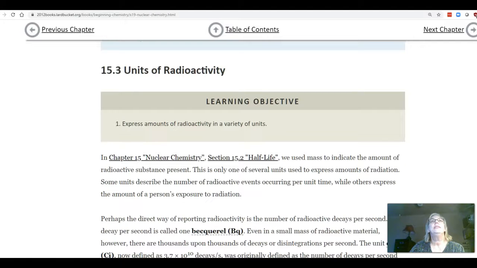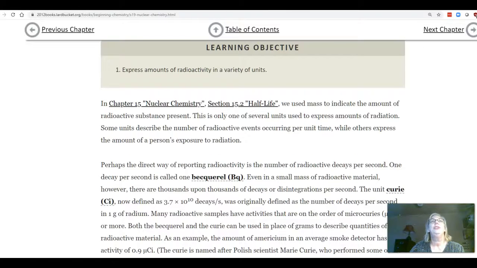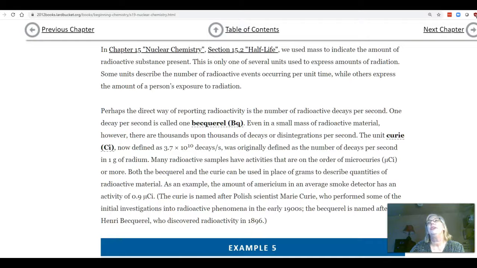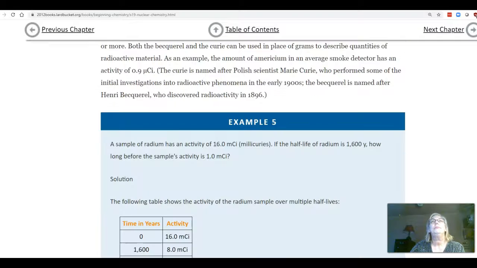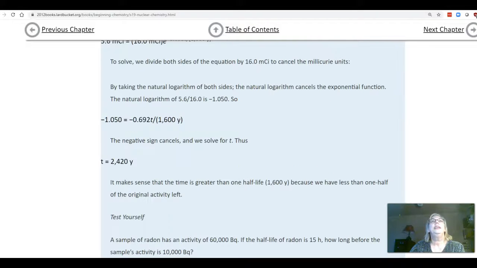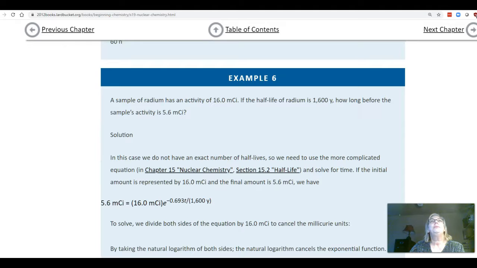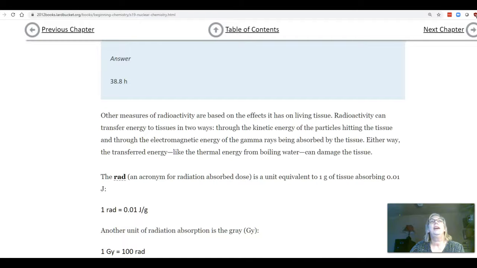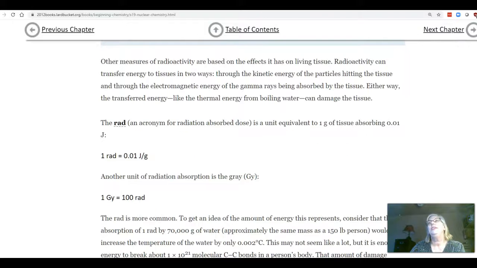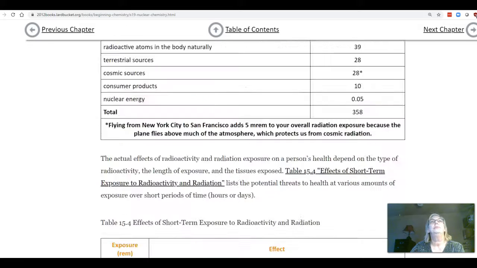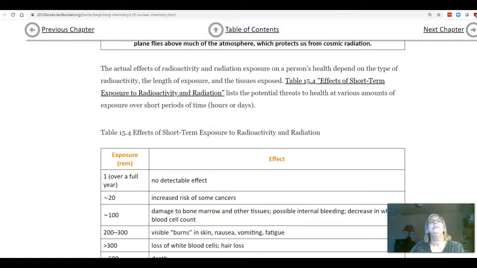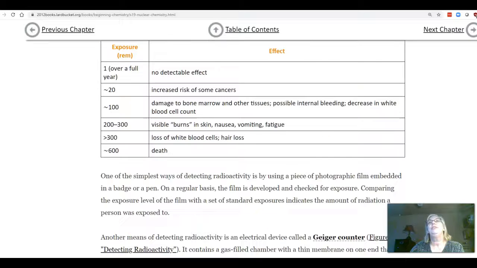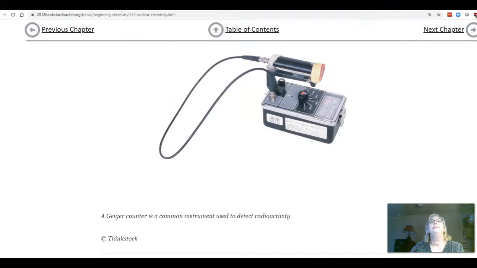We have units of radioactivity, how much you're exposed to. That's the becquerel, or the Curie, after Marie Curie and her husband. So take a look at that. We won't do too much with this math here, and I'll show you easy ways to figure out half-life and how much you have left. There's also a radioactivity unit called a rad, and different things that you can be exposed to that will give you radioactivity.